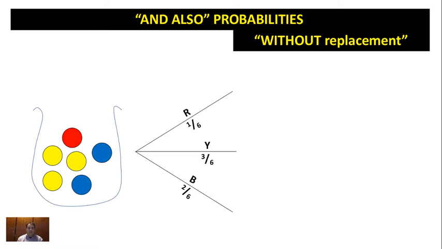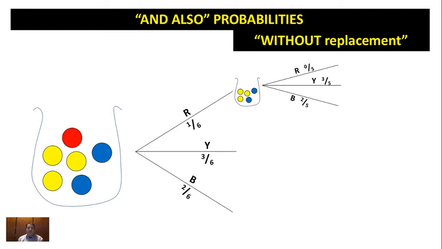So here's the probabilities. At the first level, it's a sixth, 3/6, and 2/6 for red, yellow, blue, just as before. But think about the case where we've taken a red out. Once we've done that, there are fewer reds in the bag and fewer balls in the bag. So the probability of a red on the second pick is 0 out of 5, because there's only 5 balls left, and in fact none of them are red because we took one out.